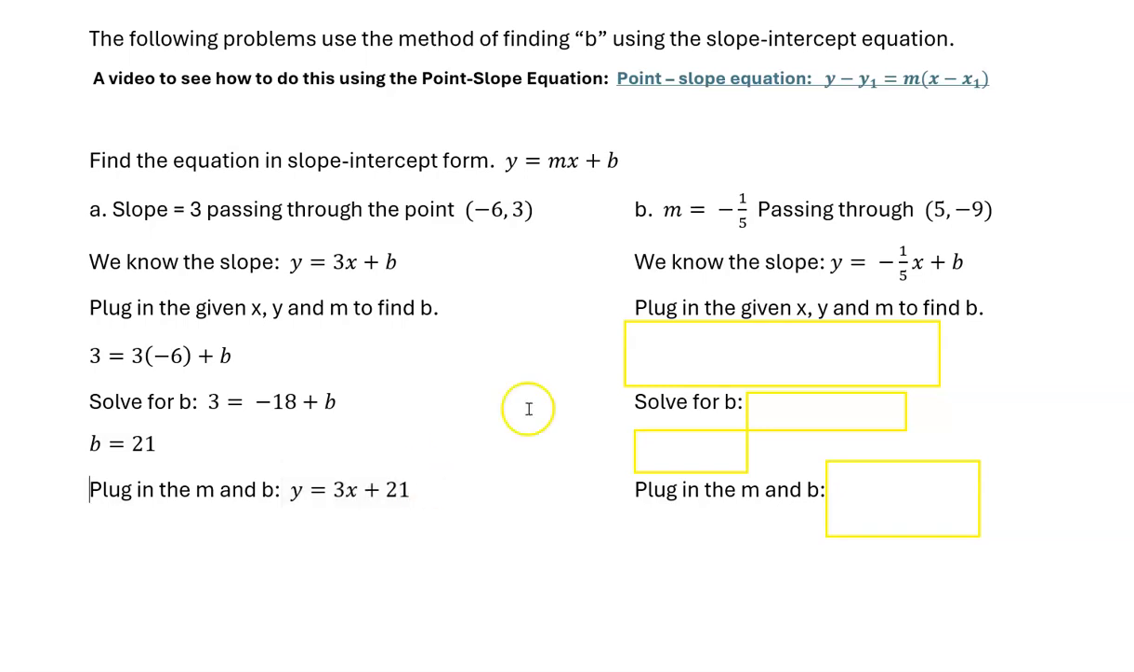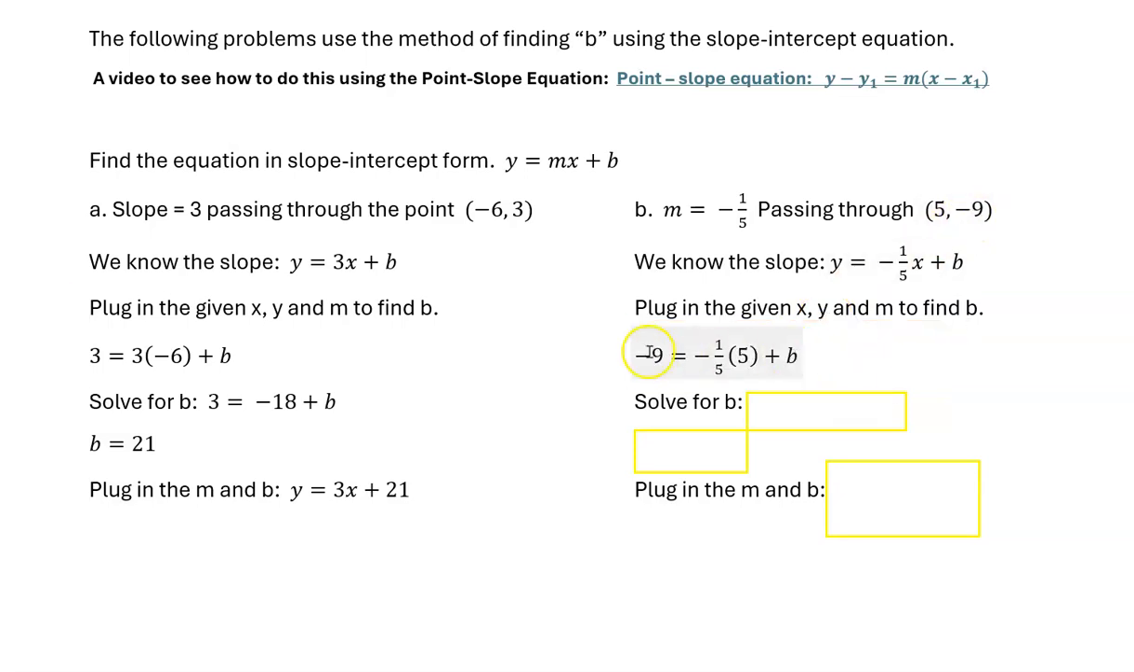You might want to pause the video right here and try that same thing with this second example that I have. In this case, we know the slope is -1/5, so this is what we know so far, that m is -1/5. Now I'm going to plug in the given x, y, and m. Our given x was 5, our given slope was -1/5, and our given y was -9.